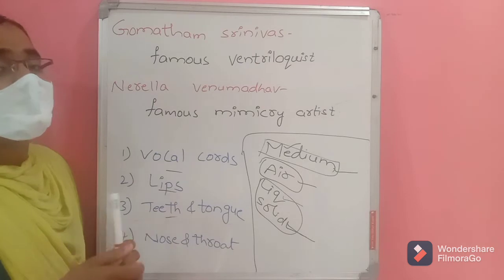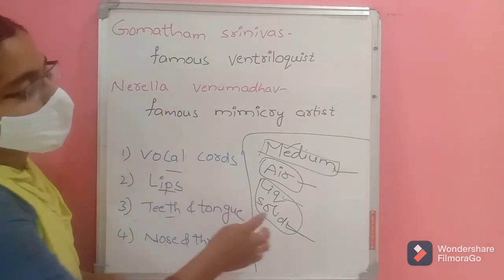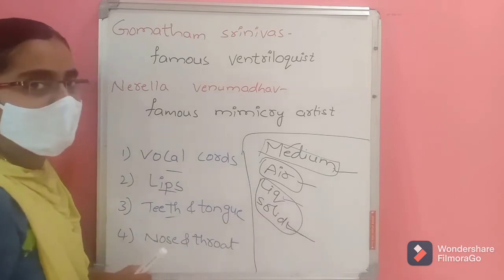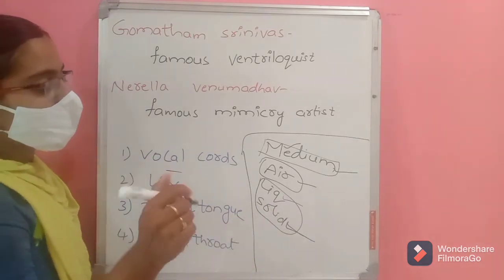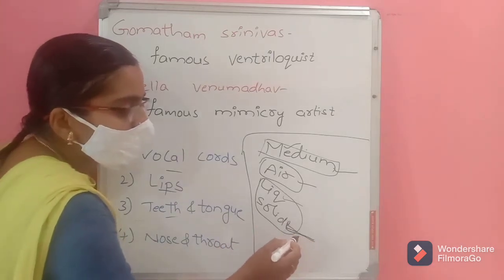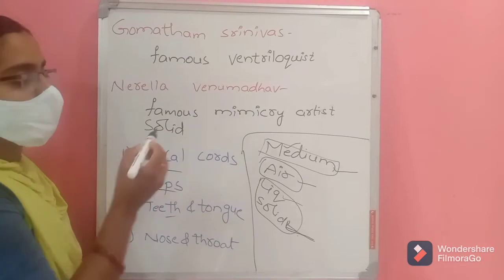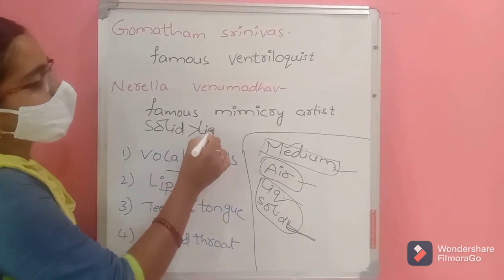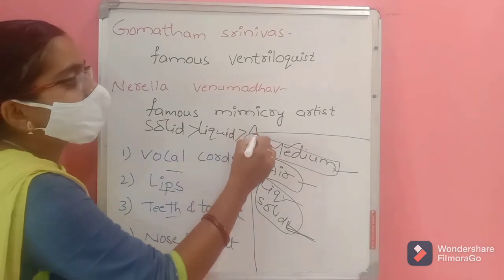How much sound does he get in air by hitting those two stones? He gets more sound in liquid. So we get more sound in solid. So through solid, propagation of sound is more than liquid. Through liquid, propagation of sound is more than air.